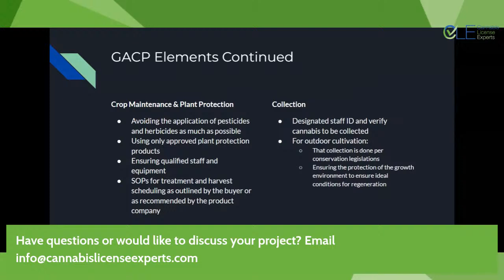Then we're going to make sure that the products you're using are approved, not only in Canada, but for where you intend on shipping your product. Ensure that the staff who make those decisions and work with these materials and substances are properly qualified and trained, and that this is documented throughout the process. Ensure that your SOPs for treatment and harvesting schedules are outlined by a buyer and that you are following those, and if they have recommended products they want you to use as well.